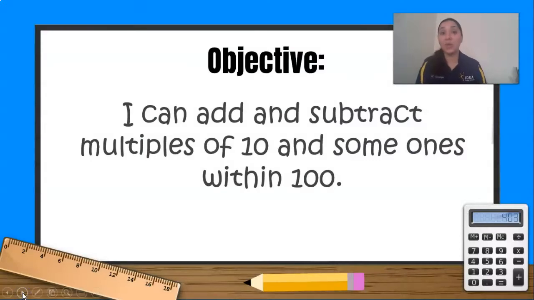By the end of the lesson, what are we going to do? We're going to be able to add and subtract multiples of 10 and some ones within 100. And remember, today we're focusing on using the arrow way. Your turn to read the objective. Yes, you can add and subtract multiples of 10 and some ones within 100.